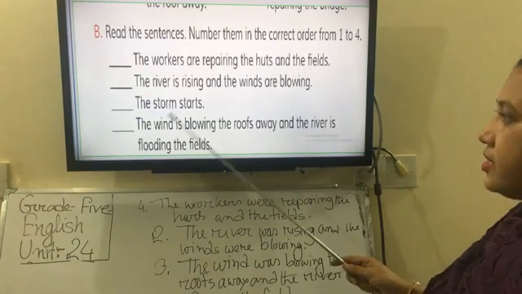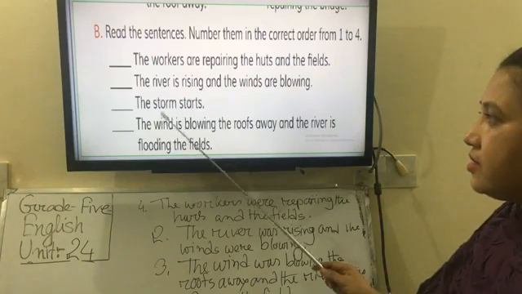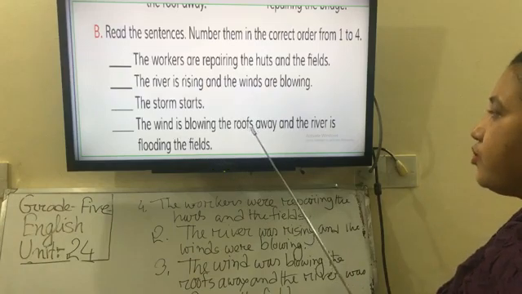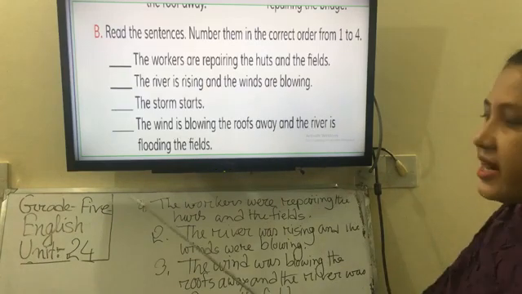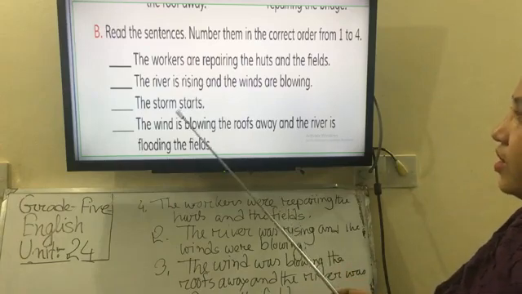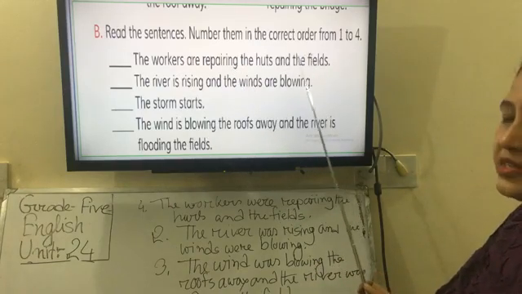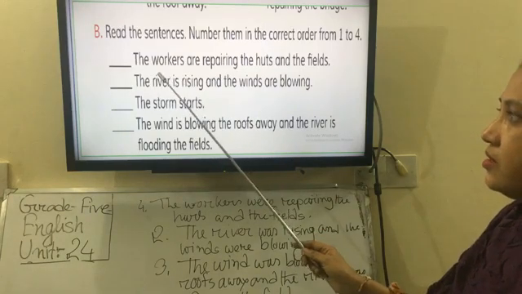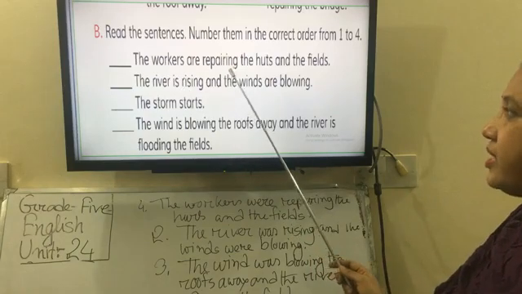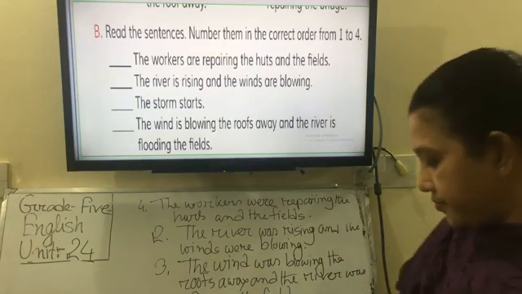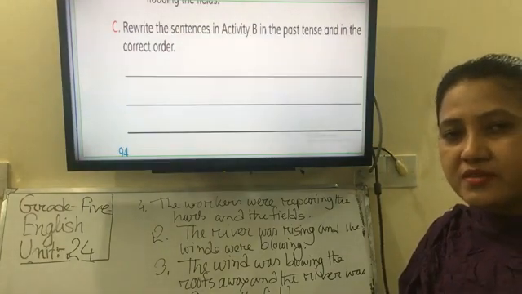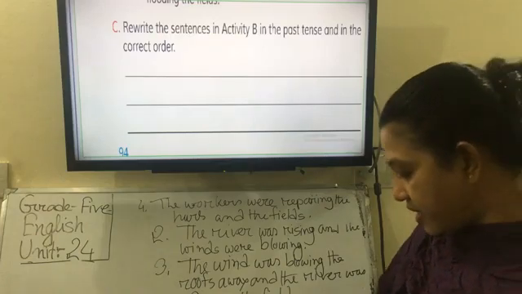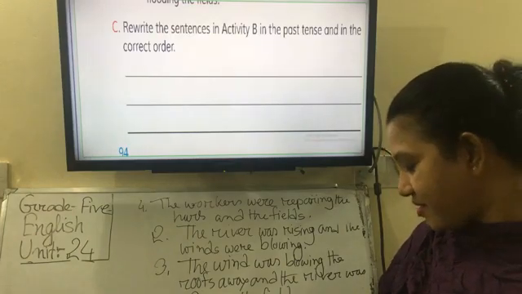So now: The storm started. The river was rising and the winds were blowing. The wind was blowing the roofs away and the river was flooding the fields. The workers were repairing the huts and the fields. This is the last one. Okay, have you completed, dear students? I believe you have completed because you know everything. You are brilliant.